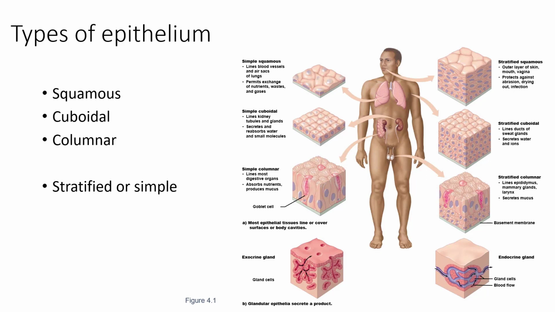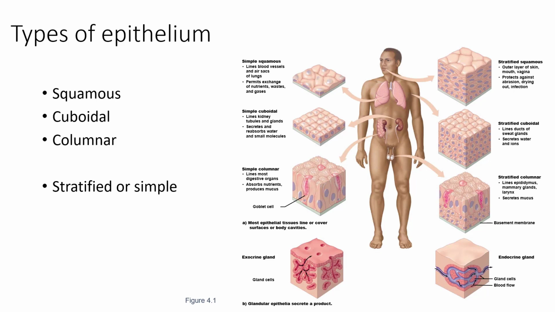Stratified squamous is going to be multiple different layers of these lizard scale shaped cells. Stratified cuboidal is basically a stack of bricks. And your stratified columnar, this is going to be these stacked columns. And sometimes the stacked columns are more columns of different sizes that may be on the top or the bottom.